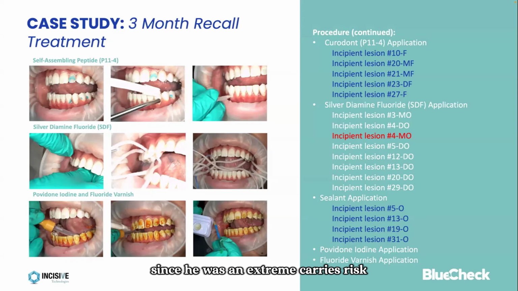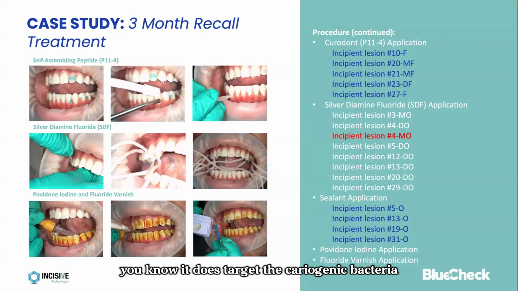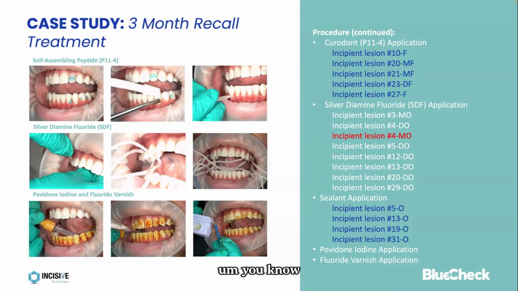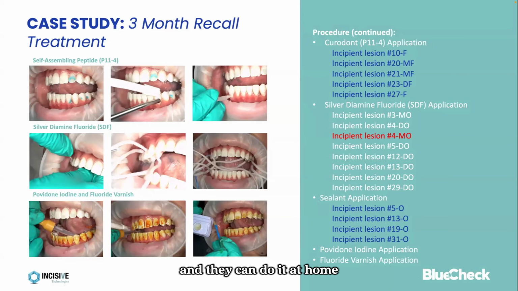Since he was an extreme caries risk, I sent him home with the povidone iodine as well, because, I don't know how familiar you are with povidone iodine, but it does target the cariogenic bacteria. It also makes the plaque less sticky. And so it can be a great, easy compliance tool for those moderate, high, or extreme caries risk patients, and they can do it at home.